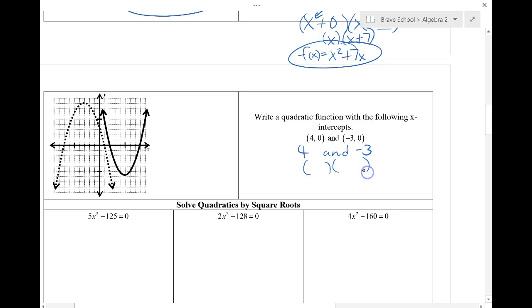Draw your binomials, put x in the front. We're going to have 4 here in the front, and it needs to be negative, so that when we plug in that 4, it'll be 4 minus 4. And then over here, this needs to be plus 3, because when we plug in negative 3 plus 3, that will equal 0. And then just FOIL it out. And there's our function. And I'll have you do one more.